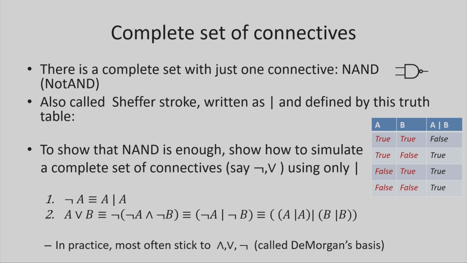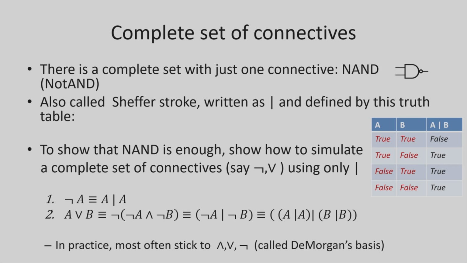So wait a moment, there is a negation, and we don't have negation, but we just showed how to do negation. So in order to write A or B, we could write (A NAND A) NAND (B NAND B). And this will be an equivalent formula, and it uses just one single connective, which suggests that you could build a circuit out of only one hardware element, the NAND.